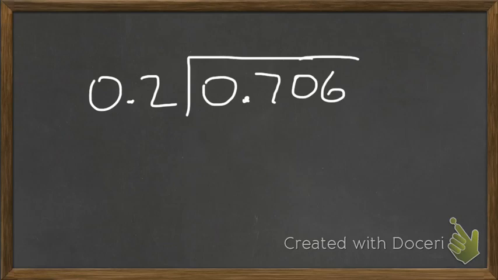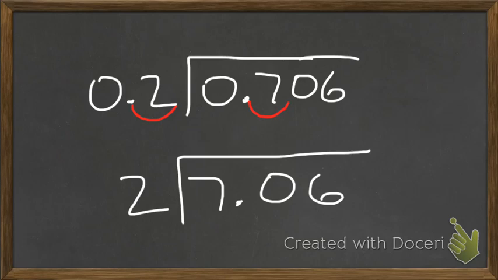Here we got 0.706 divided by 0.2. Move this over one time. Move this over one time. So your new problem is going to be 7.06 divided by 2.